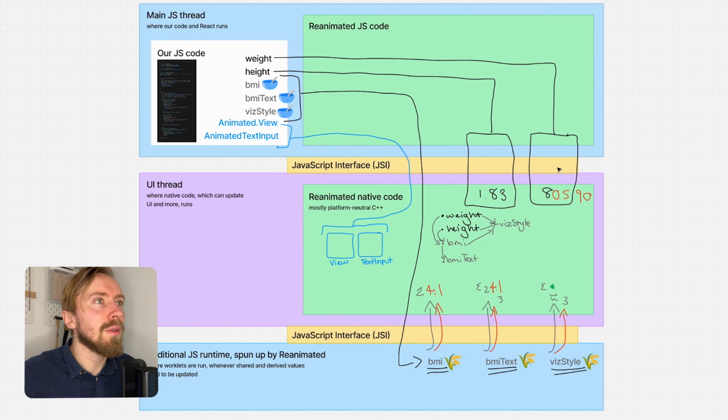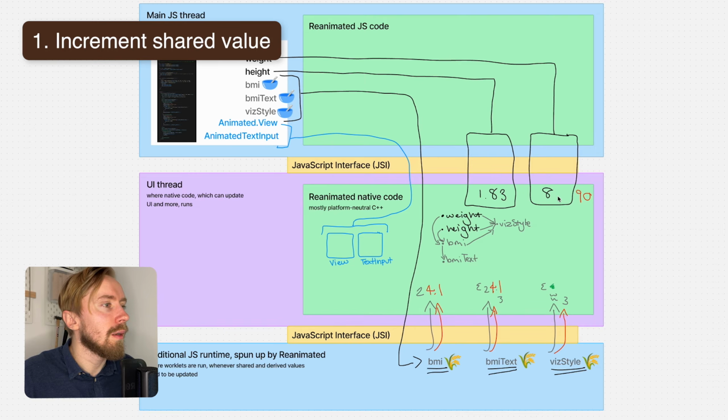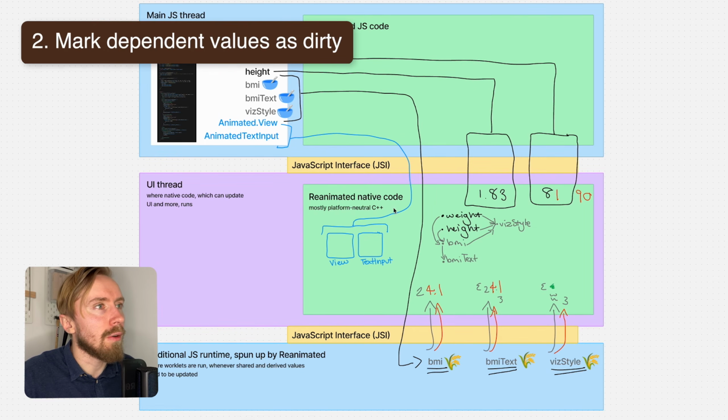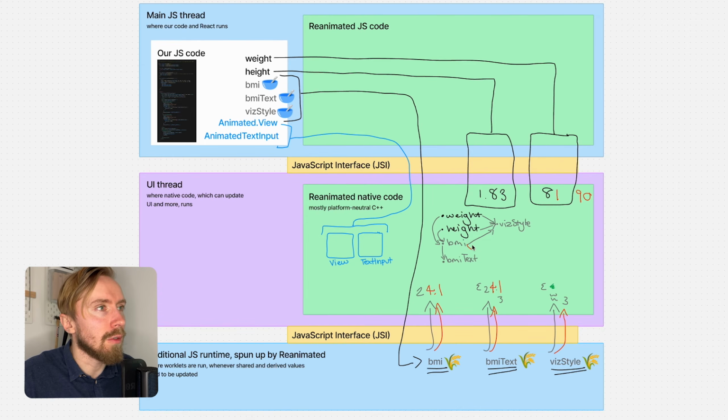The first thing that happens, our shared value gets updated as scheduled to 81, let's say. And then we go to our dependency graph. Weight. What are the dependent nodes? BMI is dependent directly on weight. BMI text is dependent on BMI. Viz style is also directly dependent on weight.